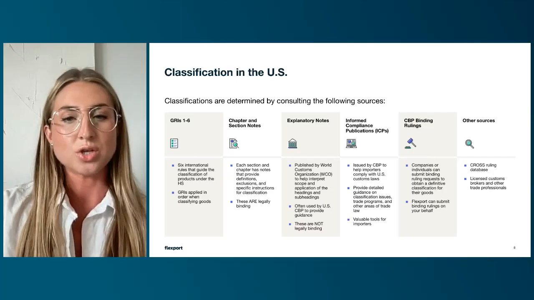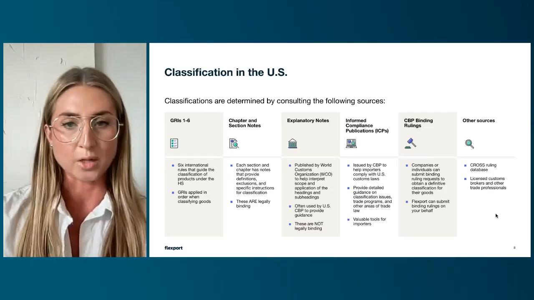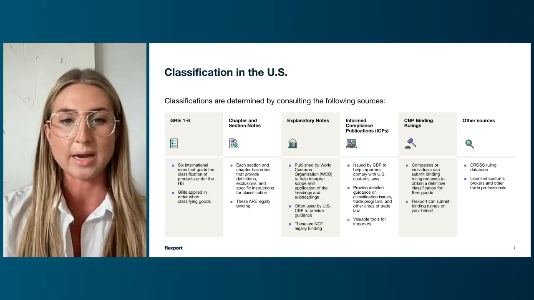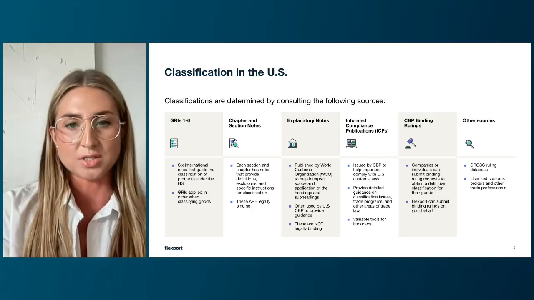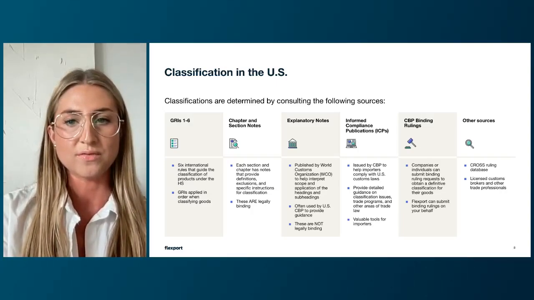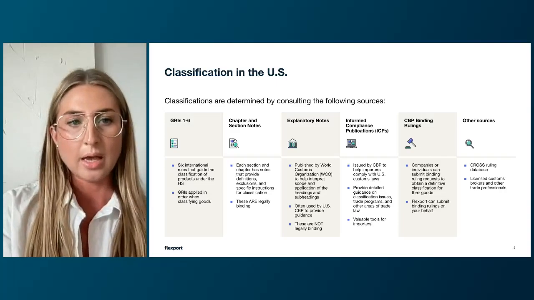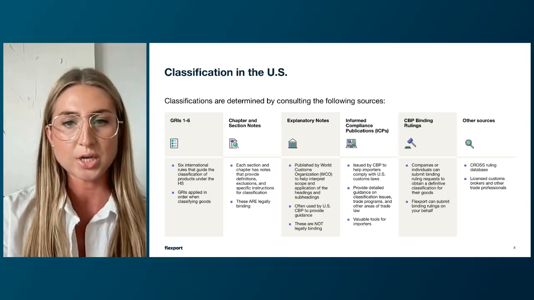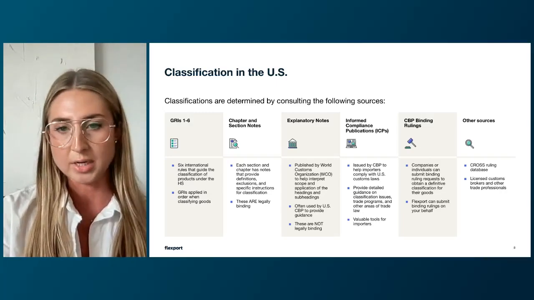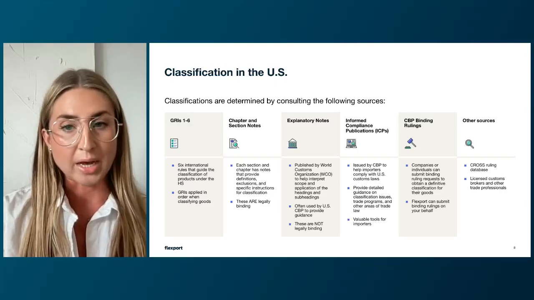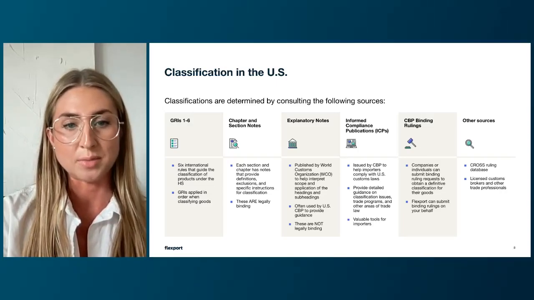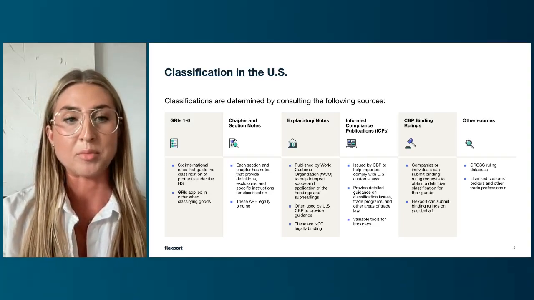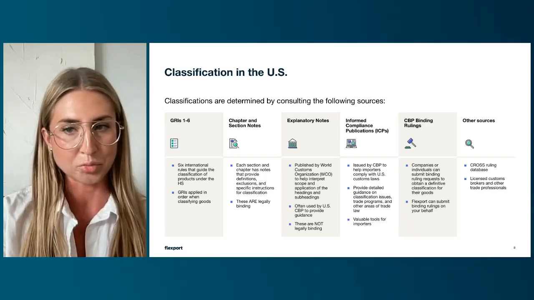And these classifications are also determined by consulting the following sources. All of these details are taken into account. And in order to assign a product classification, a professional is typically going to consult these sources. So first we have the 6 GRIs, and these are just 6 international rules that we consult when producing a classification. Chapter, section, and explanatory notes. Any informed compliance publications, which are great. These are issued by CBP, and they initially help importers comply with U.S. customs laws. They provide pretty detailed guidance, and we reference these a lot when producing classifications.